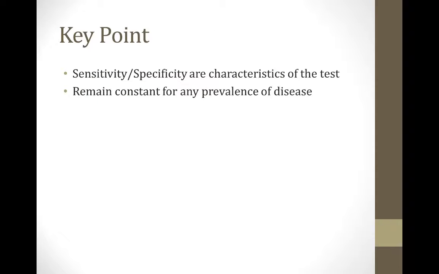Now here's another very important and high yield key point. Sensitivity and specificity are characteristics of the test, and they remain the same no matter what the prevalence of disease. And this is going to be especially important later when we talk about positive predictive value and negative predictive value. Those two metrics change with prevalence, but sensitivity and specificity do not.